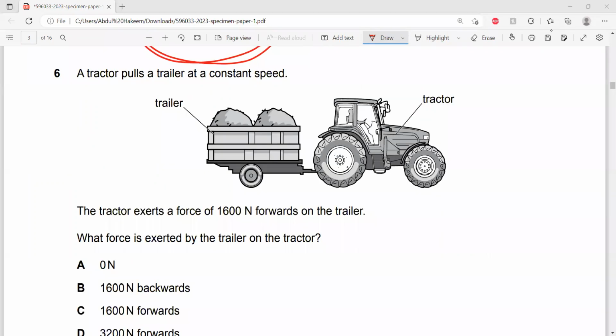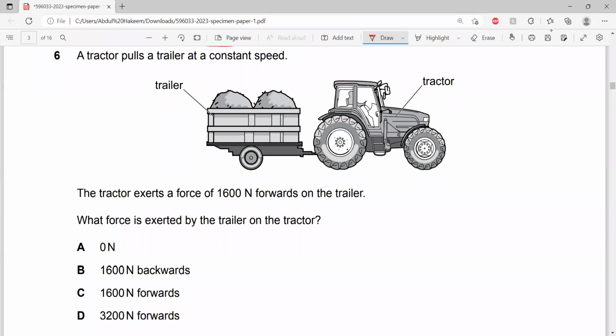Okay, in question number 6, the tractor pulls a trailer at constant speed. Look at the constant speed, meaning the acceleration is 0. So the resultant force is 0. The tractor exerts a force of 1600 Newton on the trailer. What force is exerted by the trailer on the tractor? So the resultant force is 0.